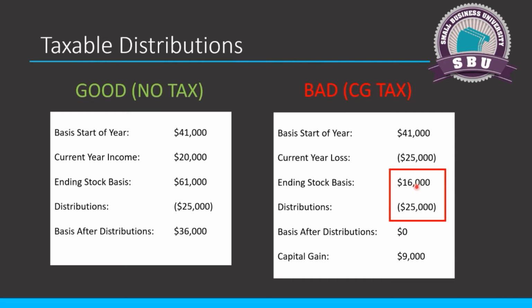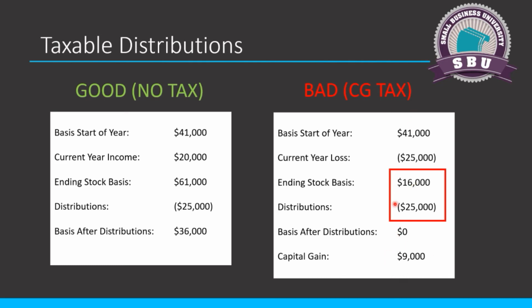And the difference, the amount that it would have been negative, is a capital gain that the shareholder has to recognize on the 9,000. So they did get to deduct the losses for the year, but they had to pay capital gains on their distributions, if that makes sense. So this is bad, right?